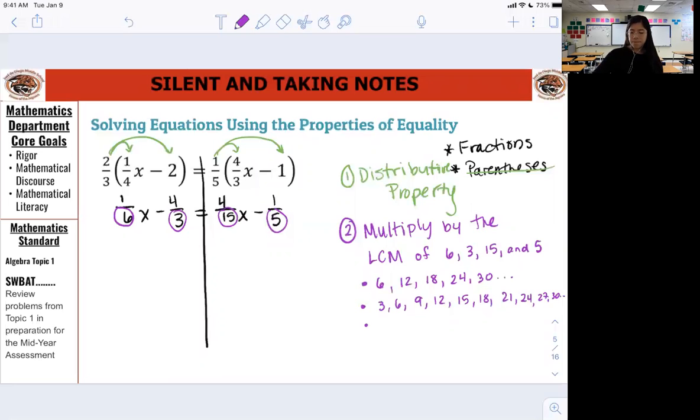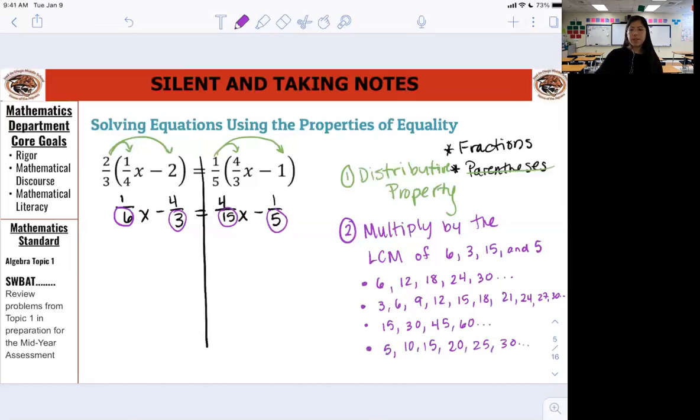15, 30, 45. And we're already getting pretty high up, so I'm going to stop there. And then the multiples of 5: 5, 10, 15, 20, 25, 30. Okay. So what is the lowest number that they all have in common?